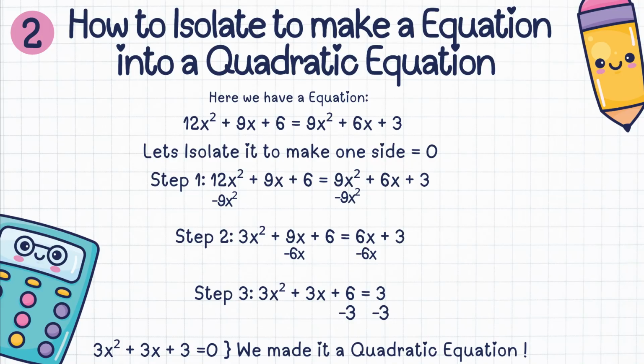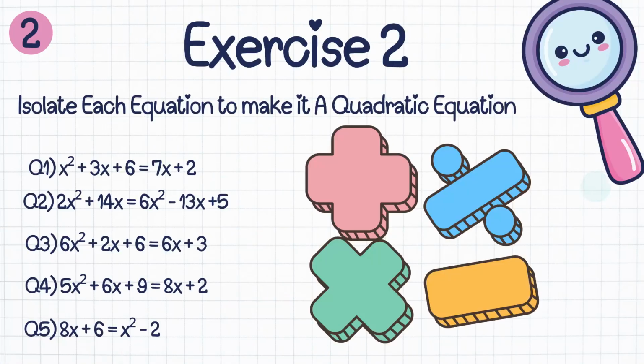So as you can see, it's in the standard form ax squared plus bx plus c equals 0, where a is a constant, x is a variable, b is a constant, x is a variable, and c is a constant, and the right-hand side is 0. We made it into a quadratic equation, guys.